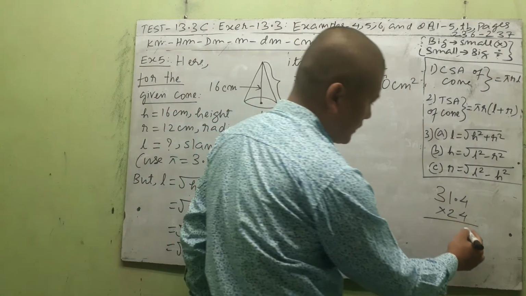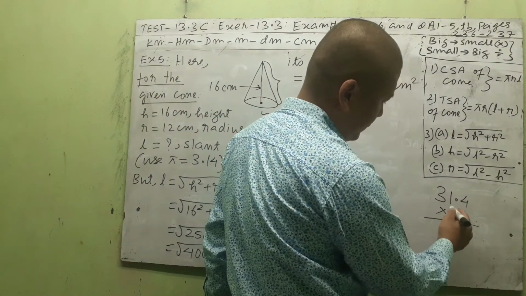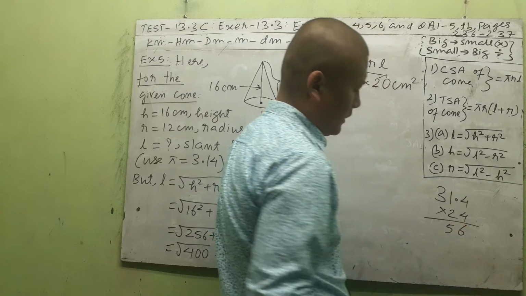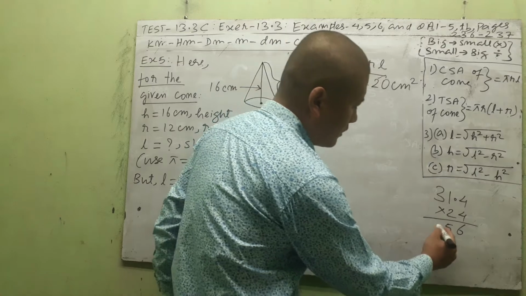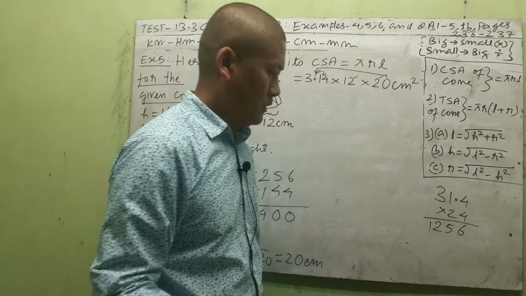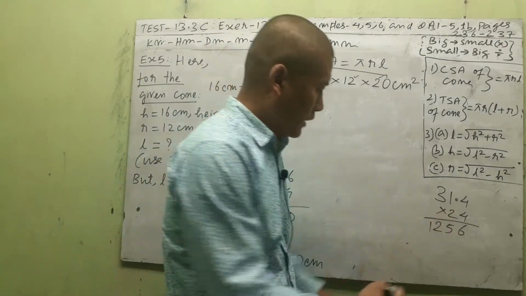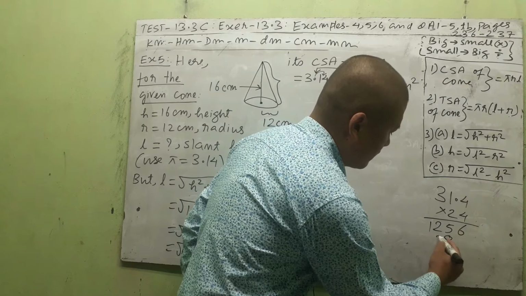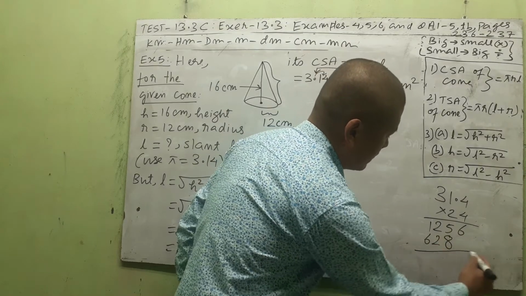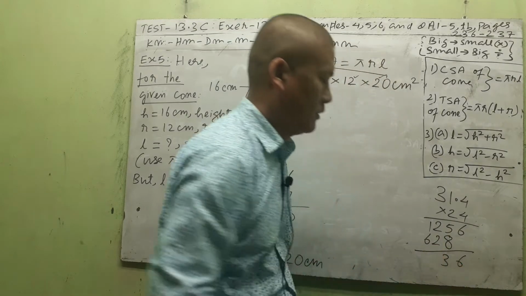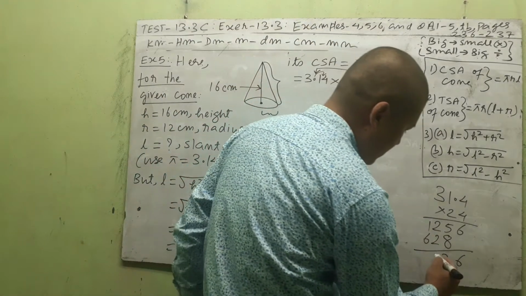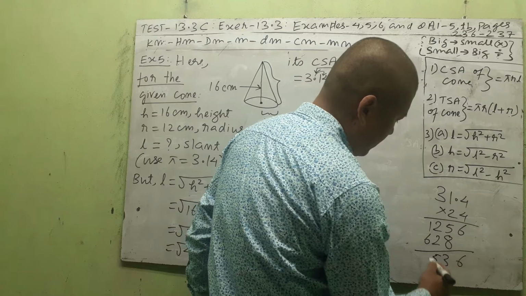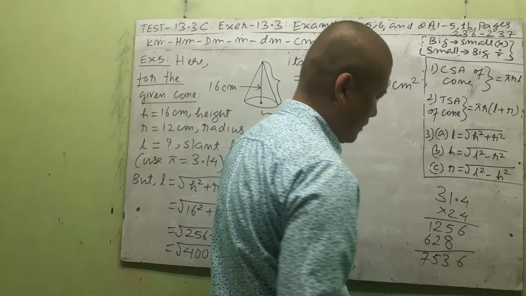So 4 4s are 16, 1 in hand. 4 1s are 4 plus 1, 5, right? Then 4 3s are 12. Go to the next number, 2 4s are 8. 2 1s are 2, 2 3s are 6. So here 6, 13. 1 remainder, so 2 plus 2, 4 plus 1 remainder, 5, and here 6 plus 1, 7.